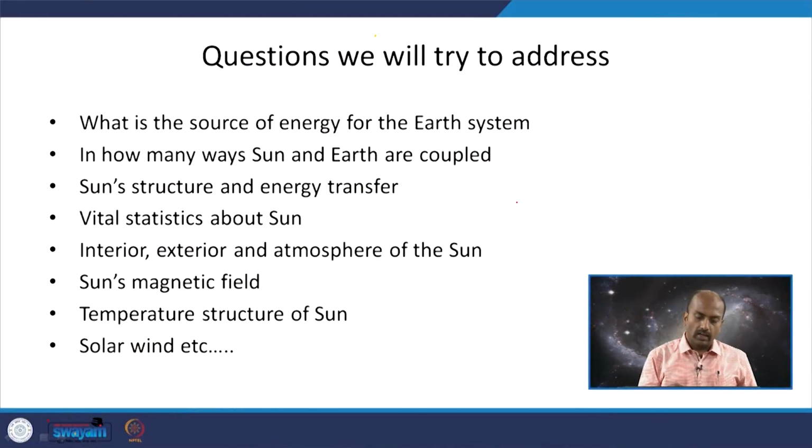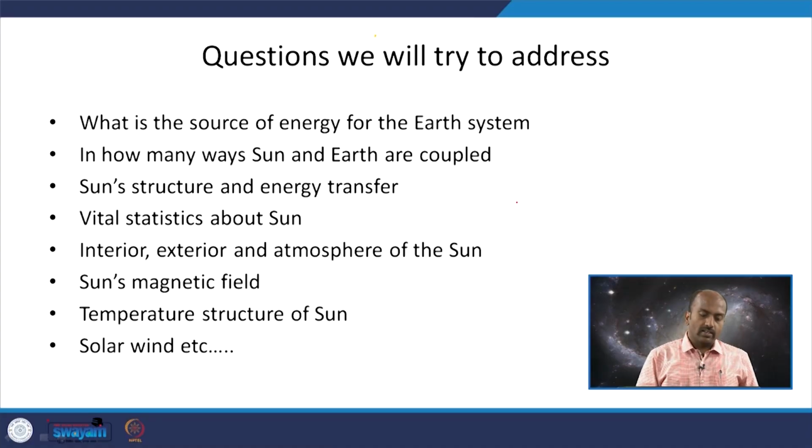So, in today's lecture, we will try to address few very important questions. Like for example, what is the source of energy for the Earth system? If you consider Earth and its atmosphere as a single entity, as a system, then we have to understand what is the source of energy which drives this system. In how many ways are Sun and Earth coupled? That means in how many different forms the Earth receives its energy from the Sun.